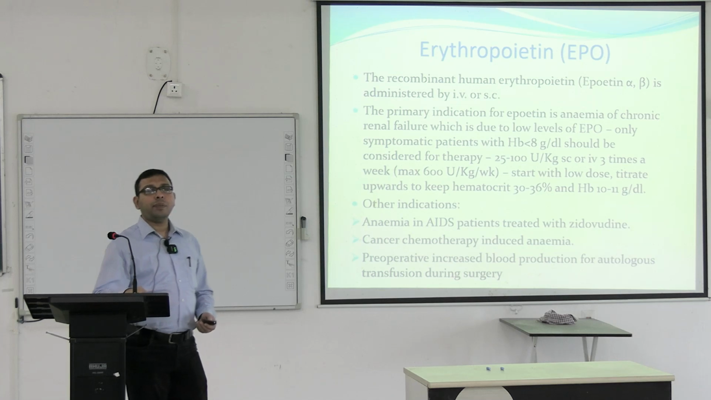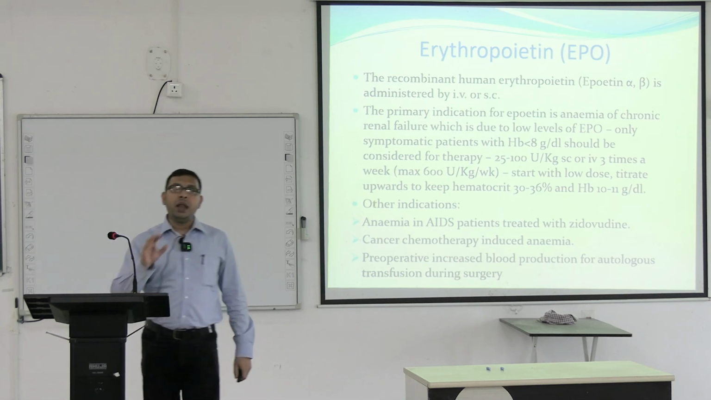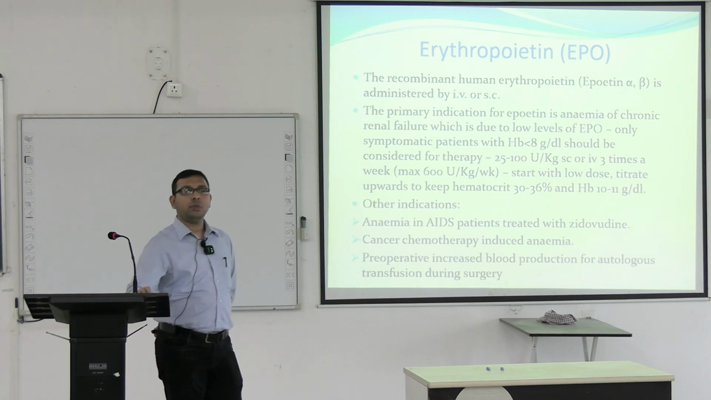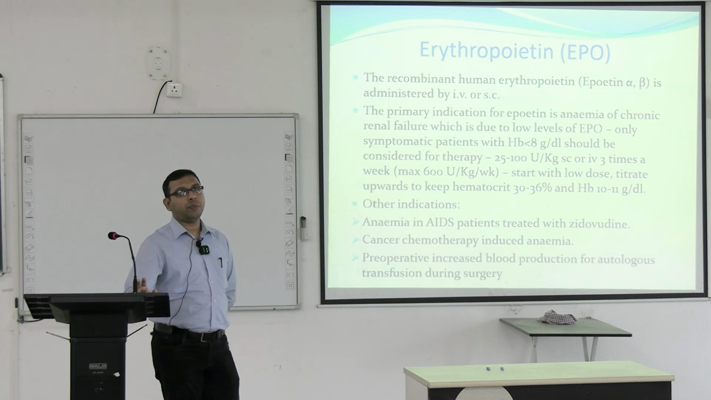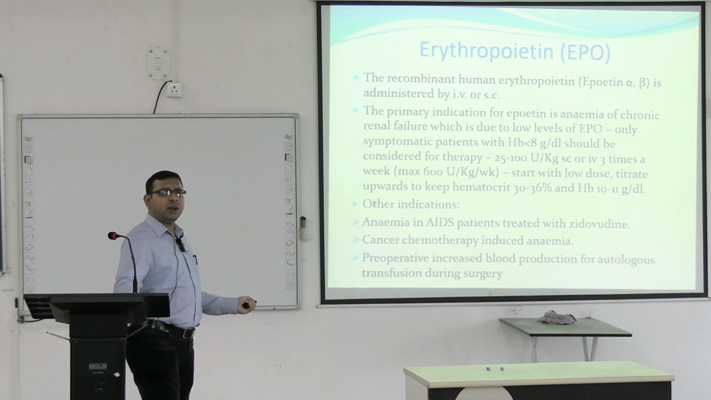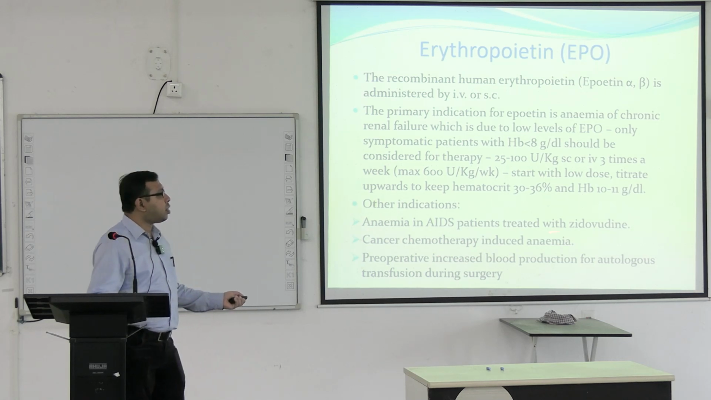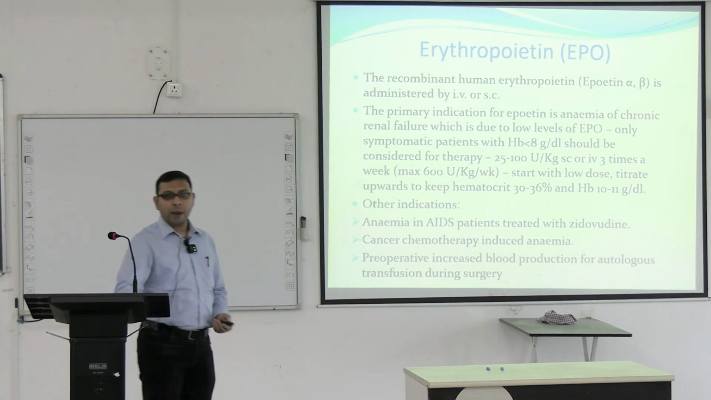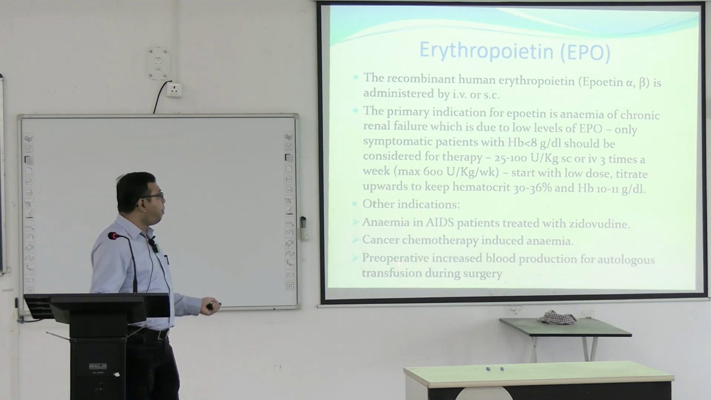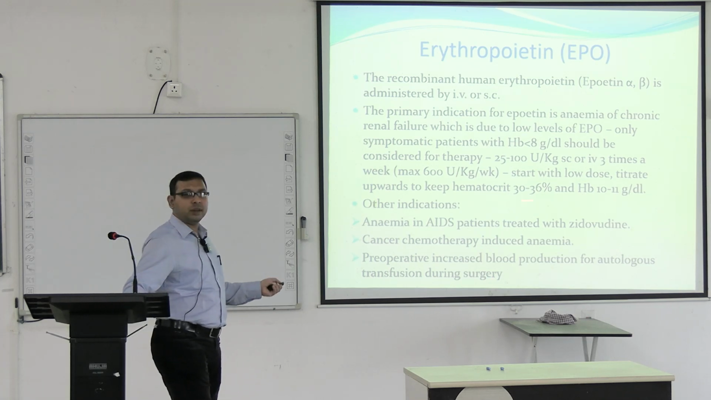So when you are asked about the indication of erythropoietin, it is anemia in case of chronic kidney disease, not anemia due to other reasons. This is the most common and one of the most important indications. There are some other indications but they are very rare, like anemia in AIDS patients treated with zidovudine, a drug that also causes decreased erythropoietin, cancer chemotherapy induced anemia, and preoperative increased blood production for autologous transfusion during surgery. These are very minor indications, but the most important is chronic kidney disease.